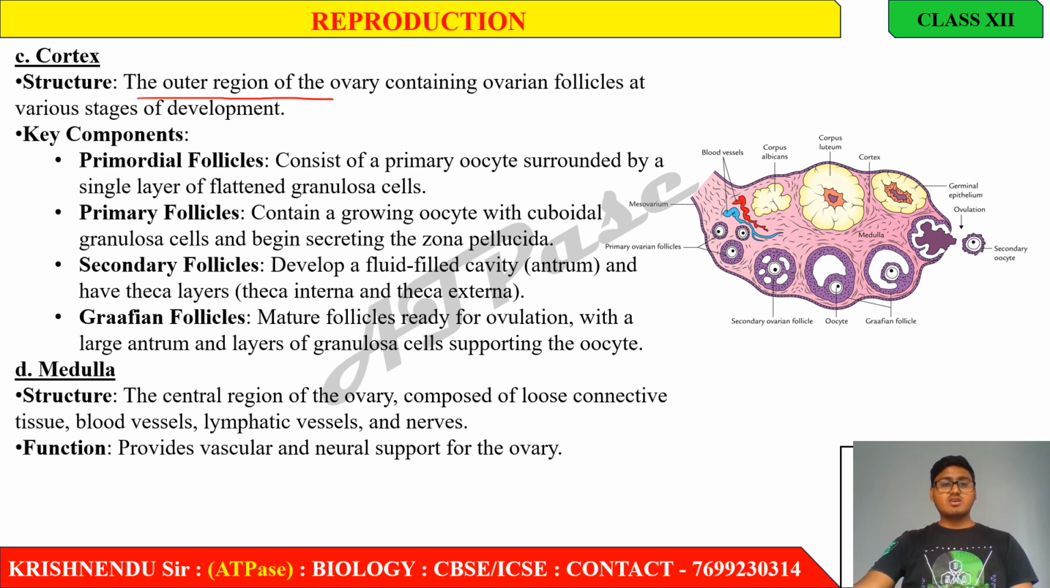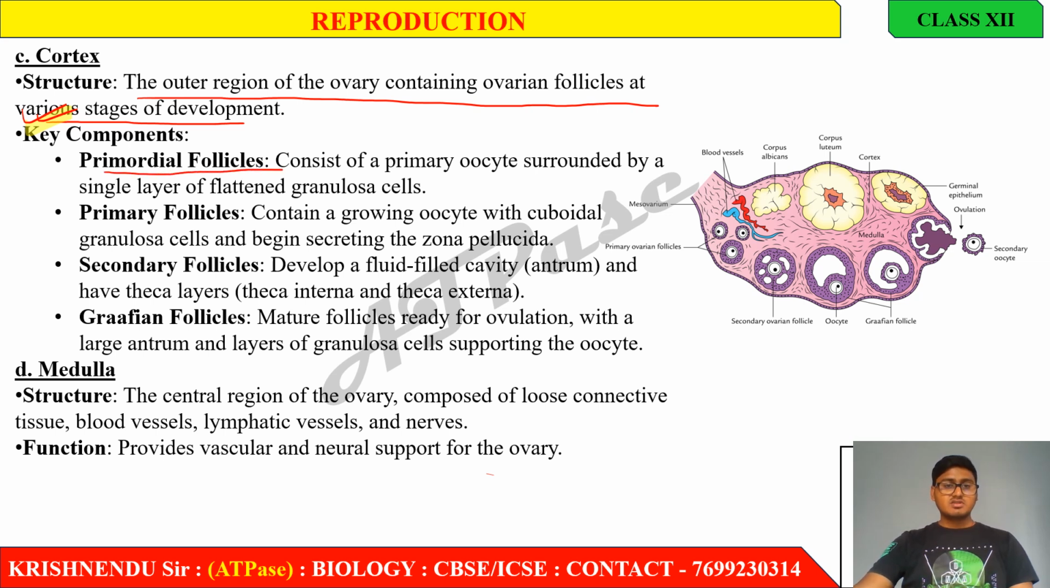The outer region of the ovary containing ovarian follicles is known as the cortex. This is the portion of the cortex. This outer portion is known as the cortex, and this inner portion is known as the medulla. So this is the outer portion and inner portion, the cortex and medulla. I hope this is clear to you. This is the location of the cortex and medulla. Key components.